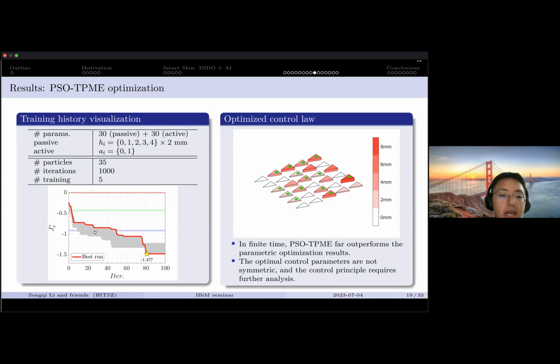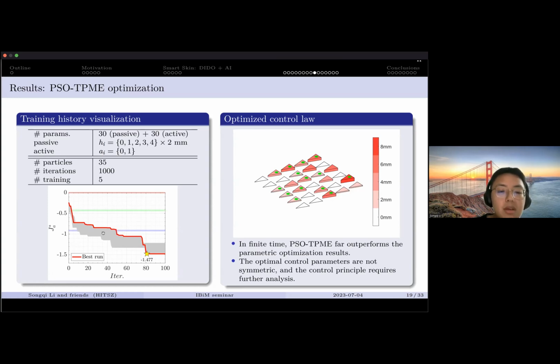So this shaded area represents just the envelope of all the 5 training cases, and the red line represents the one with the best solution. The green line here represents the case where we have the best parametric case with passive only actuation. And the blue line here represents the cost function where we use the parametric study to enable both active and passive actuations.